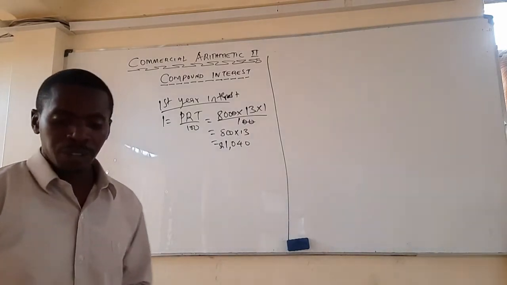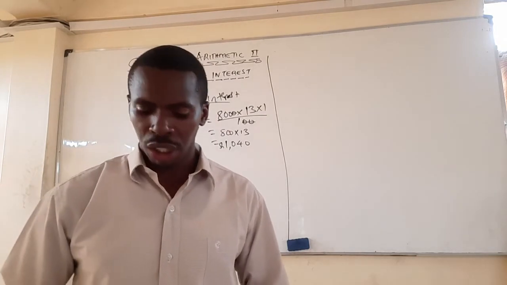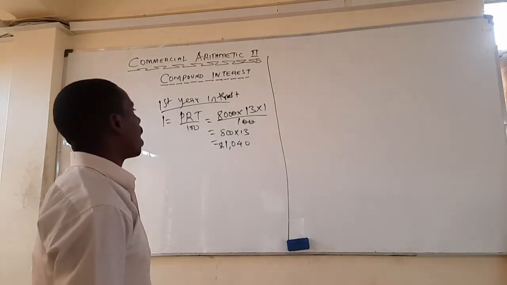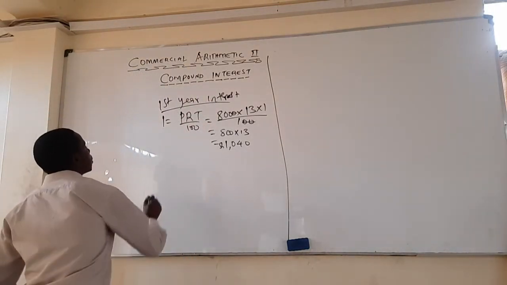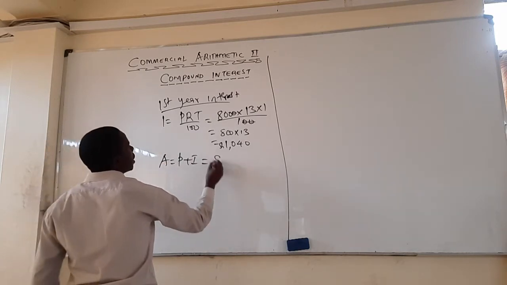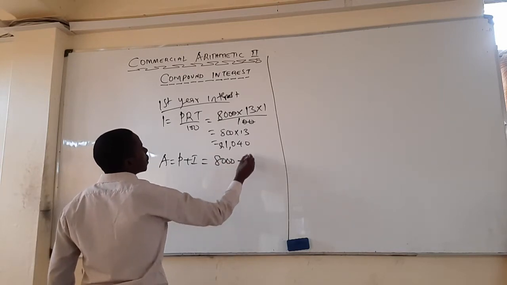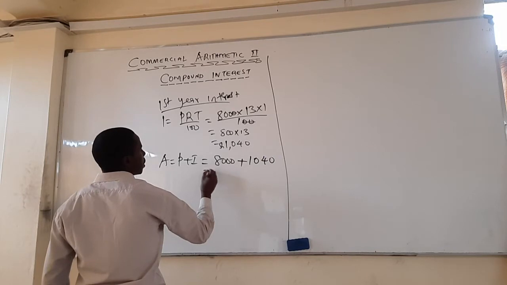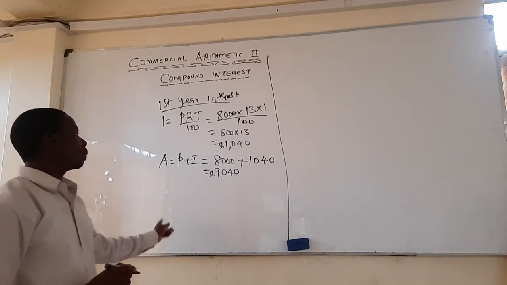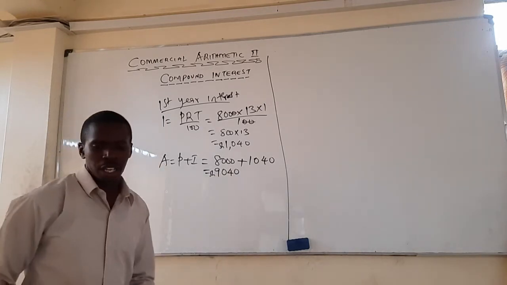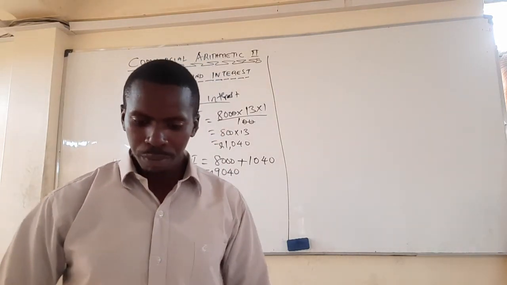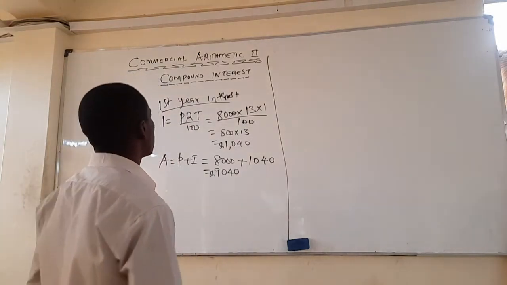Now we had previously said that the principal is going to change after every period. So the accumulated amount here will be the principal plus the interest, and our principal was 8,000, plus 1,040. This you are going to get as 9,040 shillings. So this is going to be our new principal, or the amount at the end of the first year.